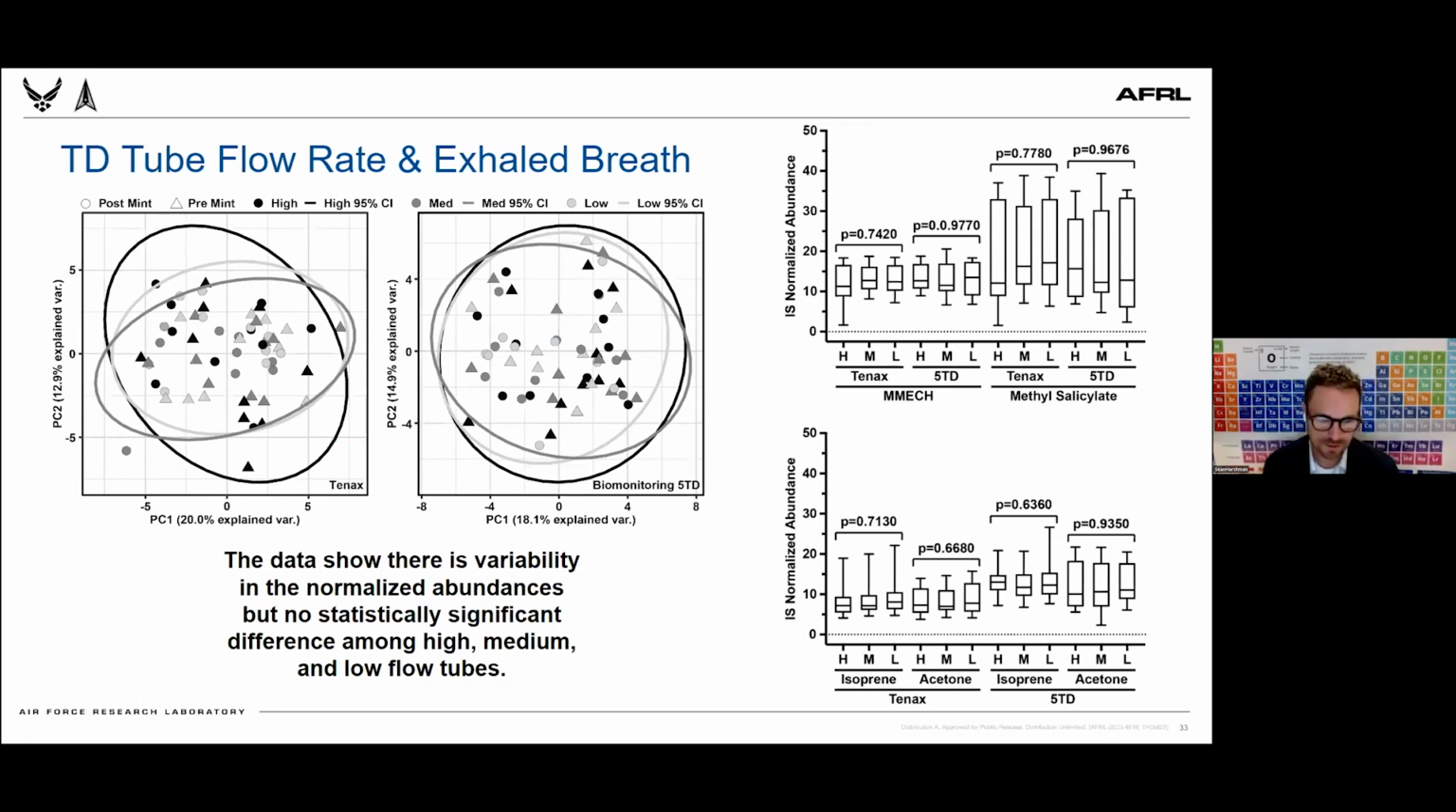What you can see is on the left would be your 10X, and on the right is your biomonitoring. And what you can see is a high amount of overlap, independent of pre-post mint and high, medium, or low flow rate, in the 95% confidence interval. Additionally, what you see is a relatively low amount of variability accounted for by PC1 and 2.